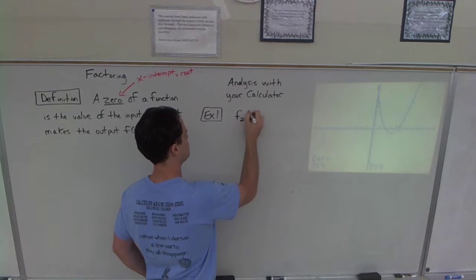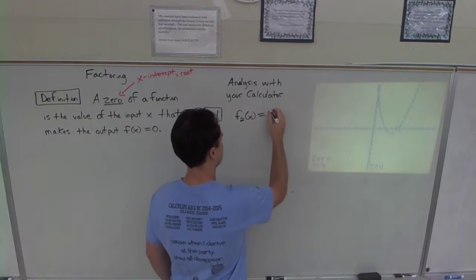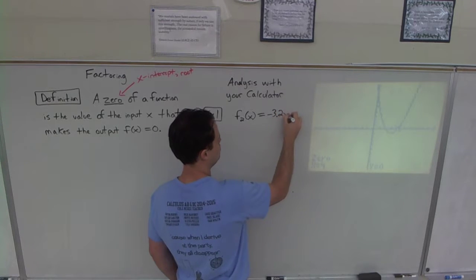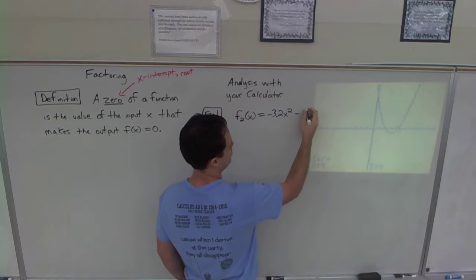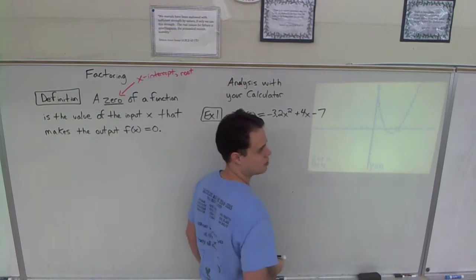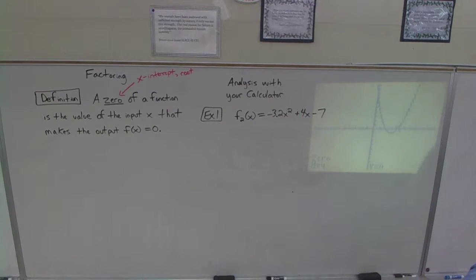Let's look at one more example. Me making stuff up. 3.2x squared plus 4x minus 7. I bet that one doesn't factor, because factoring doesn't work in all cases. It's just one approach.